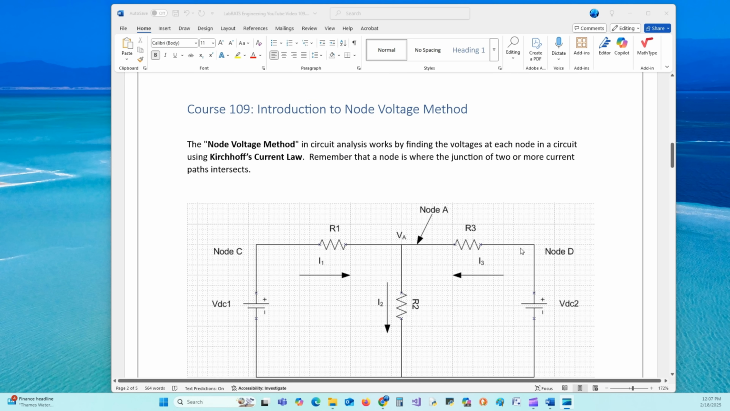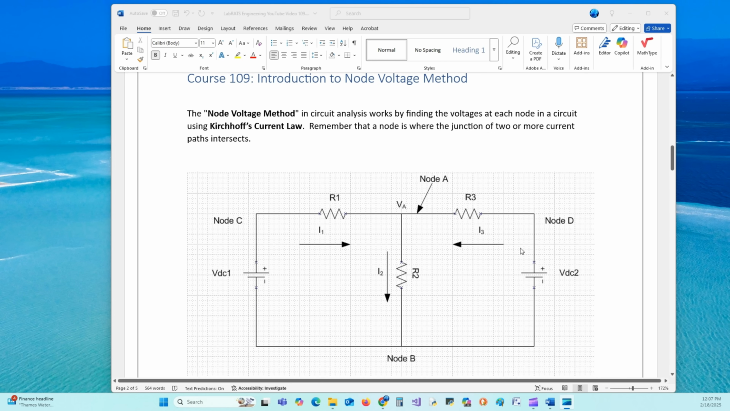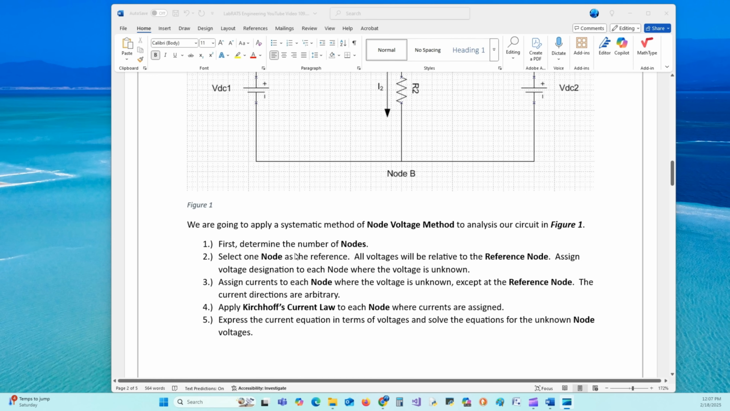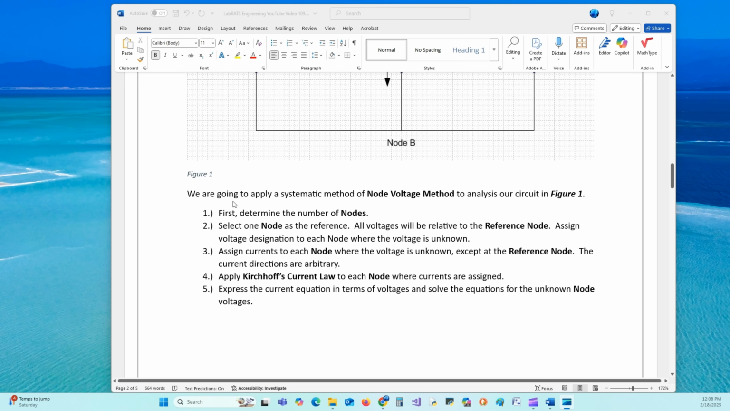The node voltage method in circuit analysis works by finding the voltages at each node in a circuit using Kirchhoff's current law, which we covered in video 106. Remember that a node is where the junction of two or more current paths intersect. Nodes 1, 2, 3, 4. We're going to apply a systematic node voltage method to analyze our circuit in figure 1, the same one we used in videos 107 and 108.